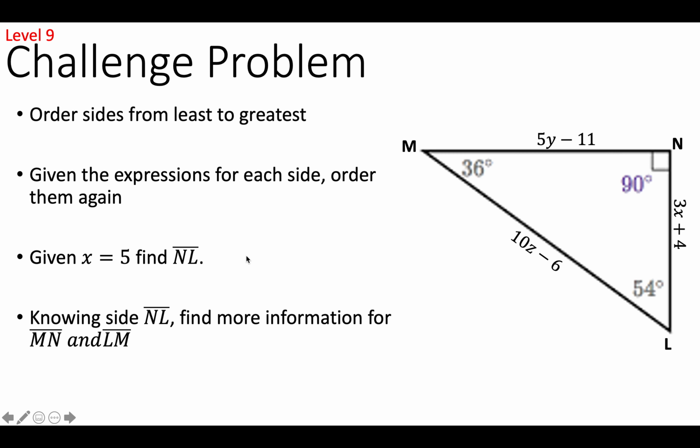6. Or the same type of thing for LM. 10z minus 6 is bigger than 19. Add the 6. 10z is bigger than 25. Divide by 10. z is bigger than 2.5. That's all for this section.